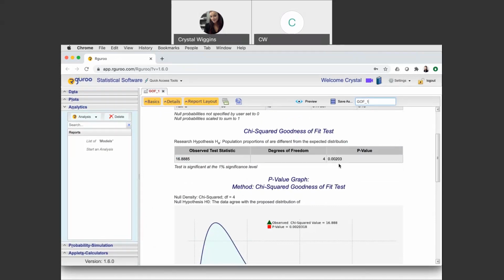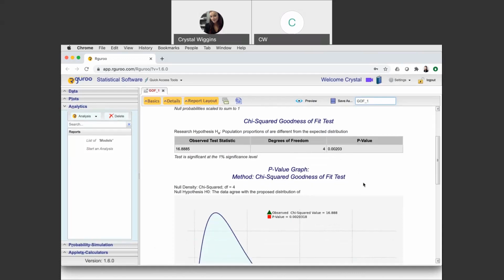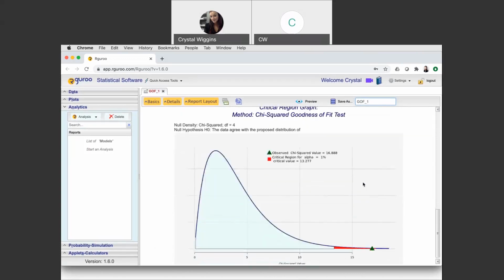Now we can do both critical values and p-values. The critical value isn't in this chart, but it is below in one of these graphs I'll show you in a moment. This p-value is very small, smaller than 1%, and therefore we would be rejecting the null hypothesis, leaving us to believe that the actual distribution is not the same as the expected. If you need the critical value, it's here in this bottom chart, it's 13.27.